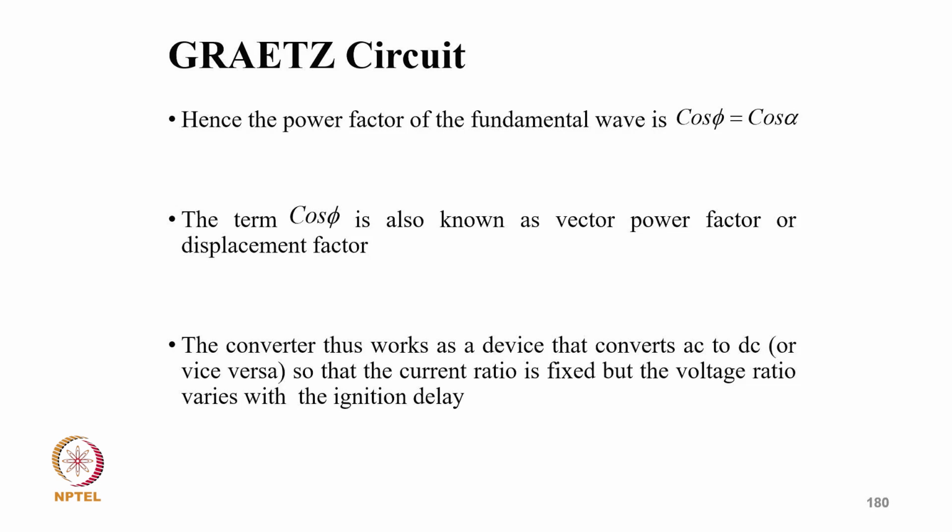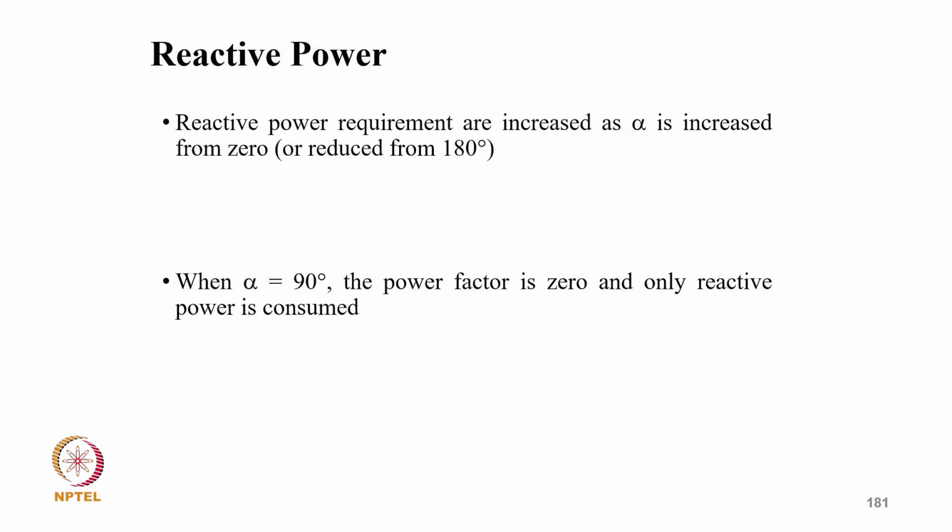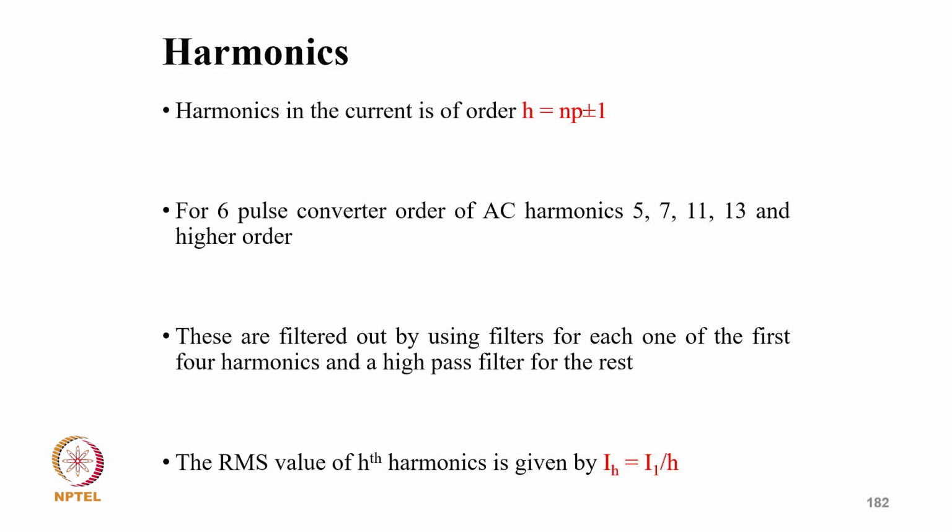The converter thus works as a device that converts AC to DC or vice versa, so that the current ratio is fixed but the voltage ratio varies with the ignition delay. Reactive power requirements increase as alpha increases from 0, or as it is reduced from 180. So when alpha equals 90, the power factor is 0 and only reactive power is consumed.